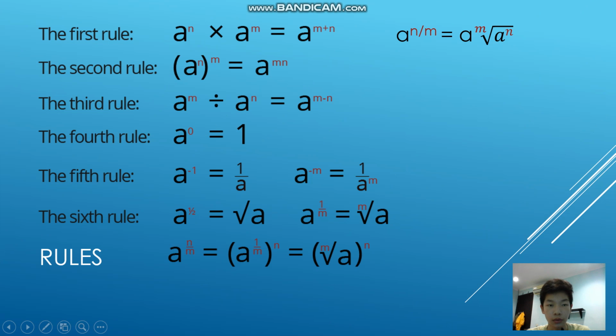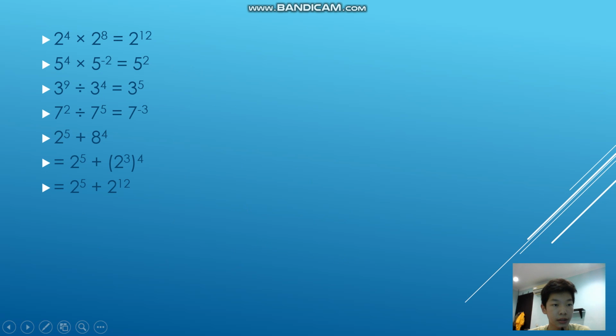Here we have several basic rules for indices. The first one is if the base number is the same and it's multiplied together, then the result of that will be the same base number, but the indices will be the sum of the two indices from the two numbers. I have some examples here. For example, 2 to the power of 4 times 2 to the power of 8 is equal to 2 to the power of 12. We can see that all three base numbers are the same in this equation, and then the two indices are added up and it equals 12.